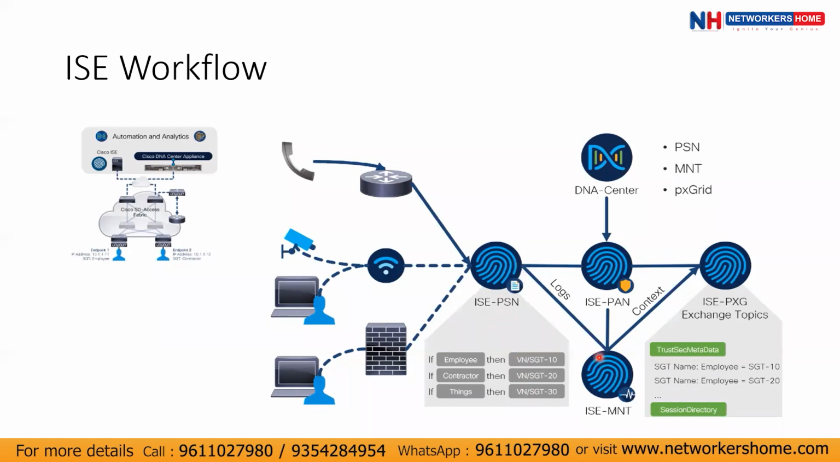Now that policy is exchanged via pxGrid through context. Whenever any authentication happens, the MnT node also shares the context to pxGrid. The pxGrid has the integration with PAN, and PAN has the connection to DNA Center, right? So all the information will be reflected on DNA Center. On DNA Center, you can create the policy that 10 to 20 is denied or permitted. So whatever permission is there, it will be reflected on DNA Center via this flow.